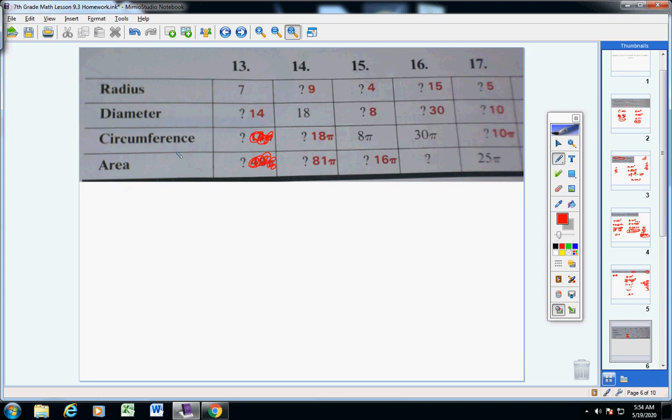Now they want us to find the circumference. Guys, do you know the radius? Yes. Do you know the diameter? Yes.